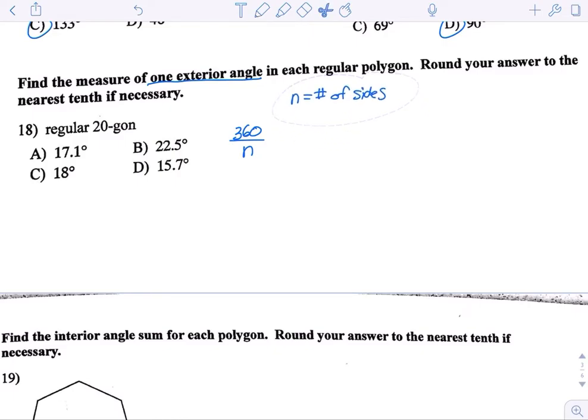So this is a formula to find the measure of one exterior angle. So 360 all over the number of sides, you guys, is 20. So 360 divided by 20 is simply just 18 degrees. So it's C.